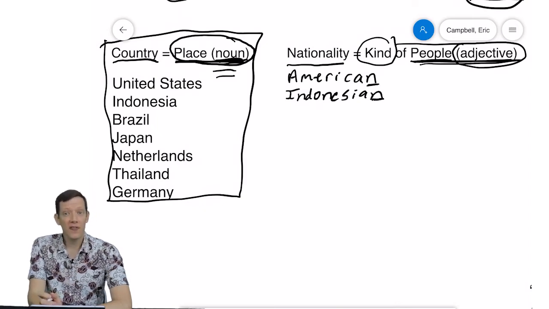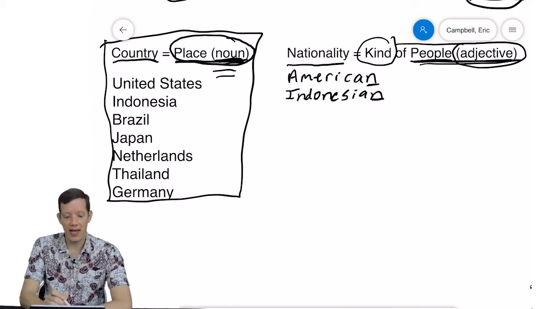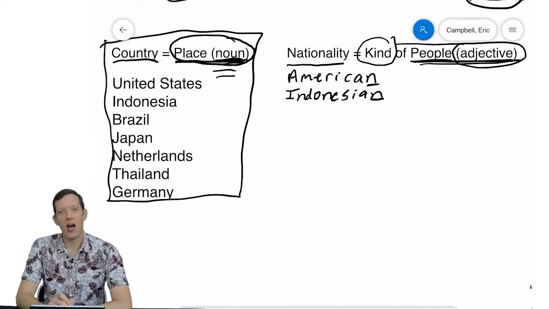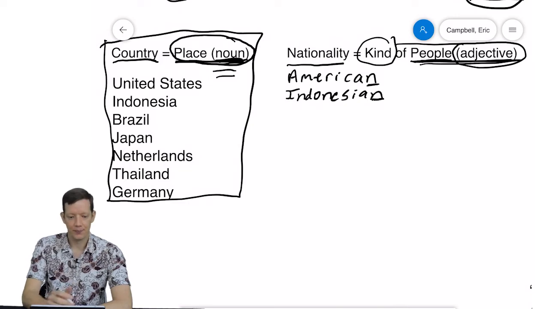That's true often, but not always. It depends on the country's name. Unfortunately, there are not a lot of rules for these. You just kind of have to memorize them. But it is true that often if the country ends with A, we just add N to get the nationality.